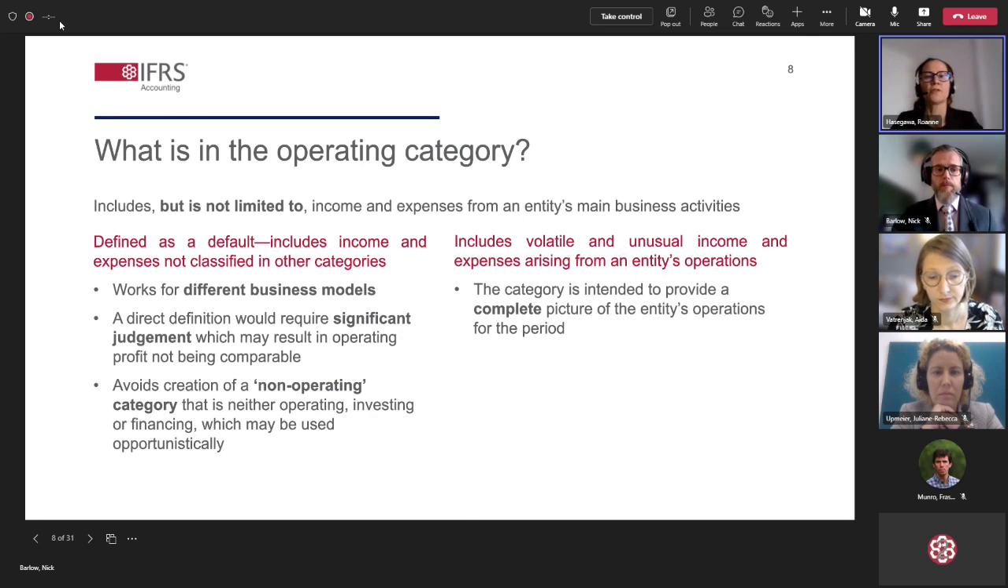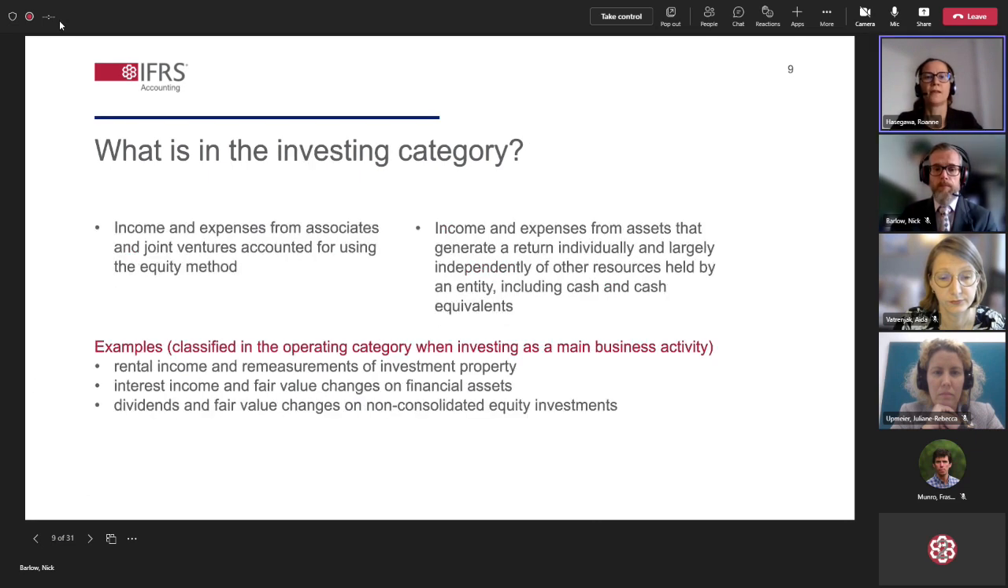An indirect approach to defining operating profit works well with different business models and is simpler to apply than a direct definition, which may require significant judgment to apply. It also avoids the need to create a non-operating category that is neither operating, investing, or financing that may be used opportunistically. So next, what's in the investing category?